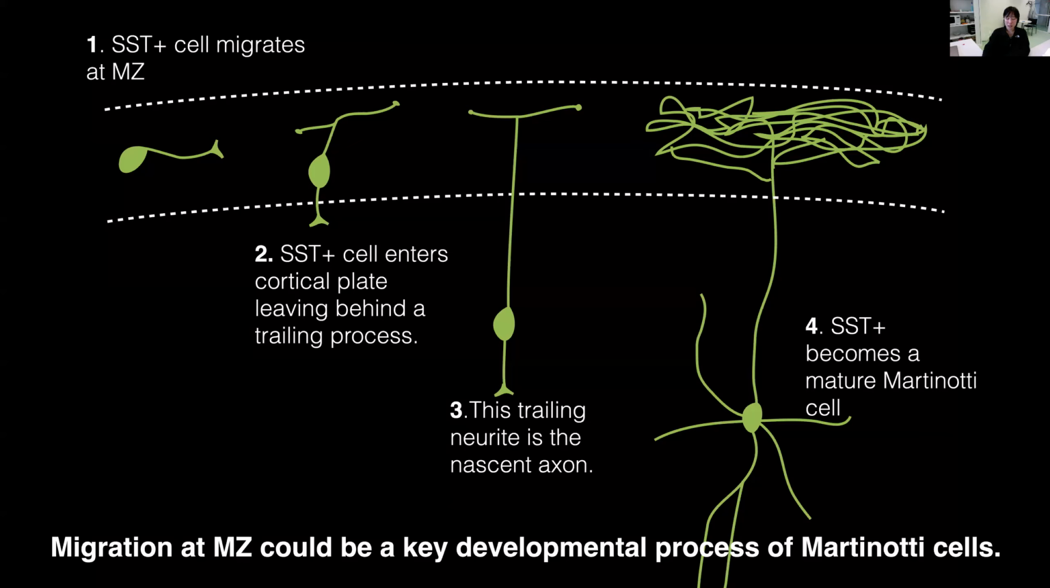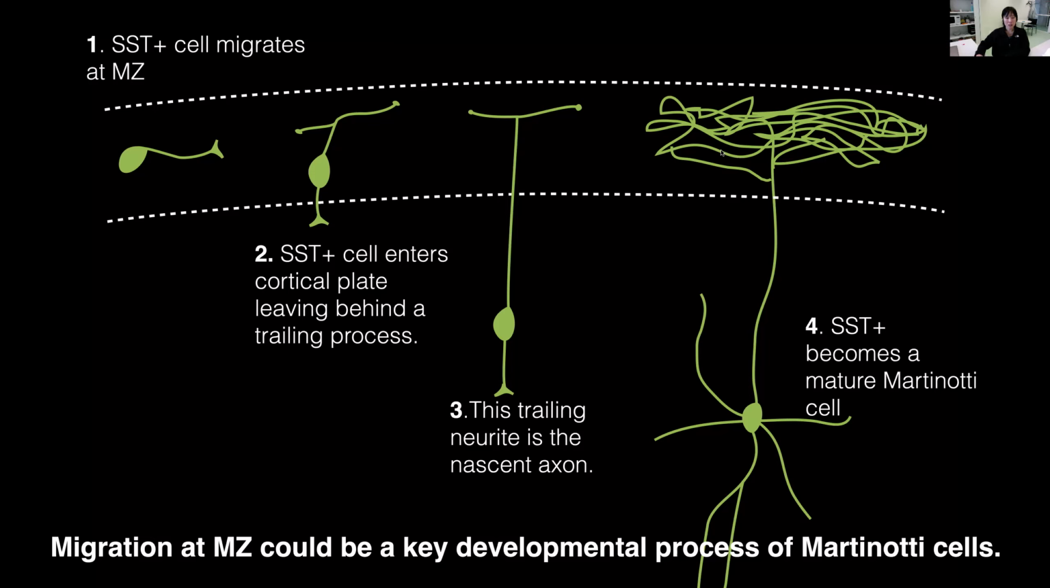And the model is largely inspired by granule cells in the cerebellum. As some of you might know, granule cells also transition from tangential migration to radial migration. And when they do radial migration, they usually leave behind the trailing neurites that later become the parallel fibers. We believe the same thing is happening in the cortex for these Martinotti cells, that they would take the marginal zone, turn into the cortical plate, and leave behind trailing neurites that later become the nascent axon. And as they mature, the nascent axon becomes a full axonal arbor, as you've seen in an adult Martinotti cell.